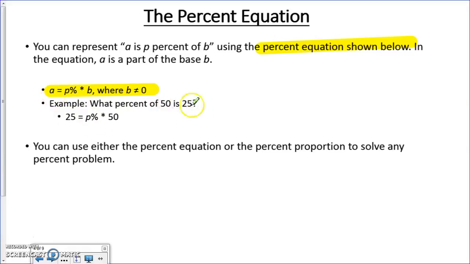So you would set up A is 25. A is the smaller number. B is the larger number. So you would simplify it as 25 equals P% times 50. And then all you would do is divide both sides by 50. You can use either the percent equation or the percent proportion to solve any percent problem. And later on, you're going to see a beautiful table that explains this further.